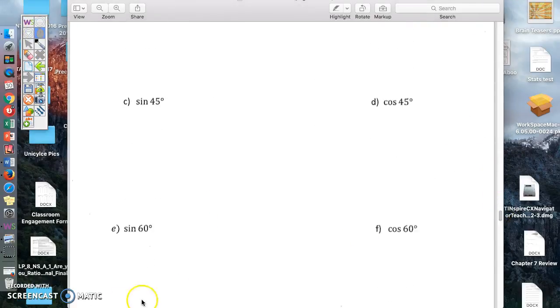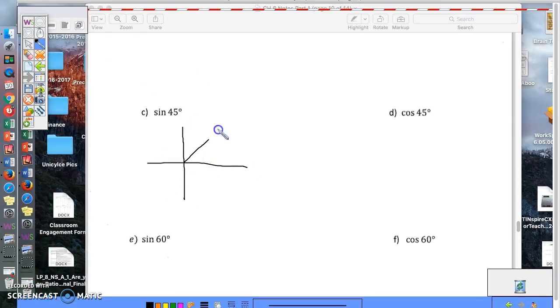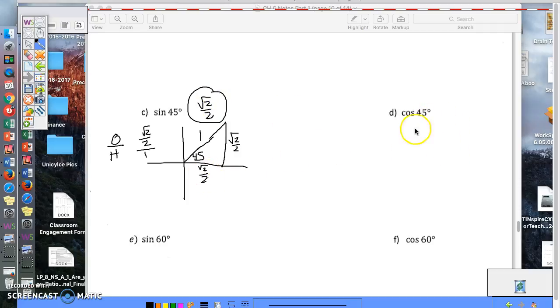If we look at these next couple, take a look at the sine of 45. So again, 45 degrees in this first quadrant. So here's 45. And let's say this was 1. We know that these were root 2 over 2. So the sine of 45, opposite over hypotenuse, root 2 over 2 over 1, so it's root 2 over 2. Cosine of 45, that same triangle, adjacent, so root 2 over 2 over 1. So we have root 2 over 2.